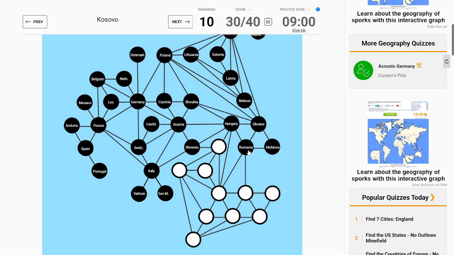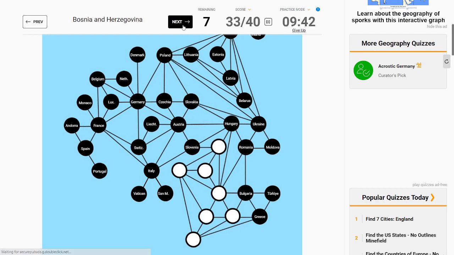Let's go this way a little bit. So Romania sits on top of Bulgaria. So that should be alright. Bulgaria also backs onto Greece and Turkey. Greece also has other borders, so this must be Greece. And then the other one must be Turkey. Oh. On top of Greece is North Macedonia.